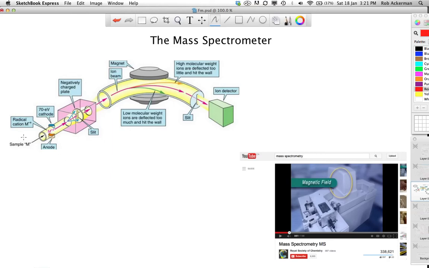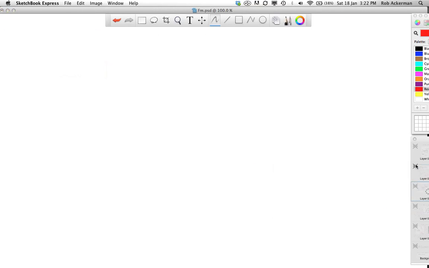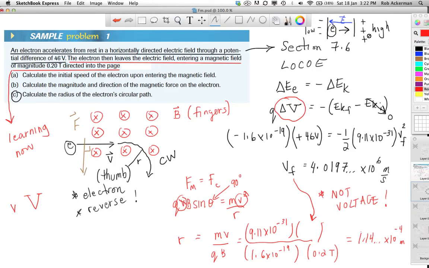Whatever the case may be, the sample is inserted at one end of this machine called a mass spectrometer. It is ionized usually by heating, and then the ions, so these are molecules that have become charged, are accelerated to a certain speed. And the way they're accelerated is very similar to what was just described here. They are passed through an electric field. So that was the first part of the sample problem.